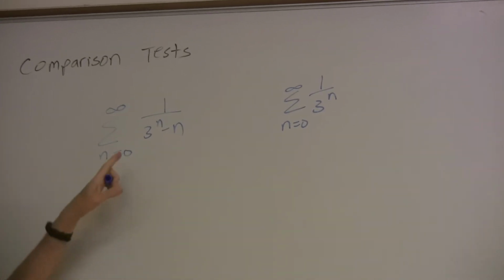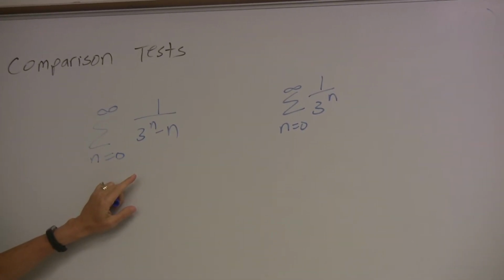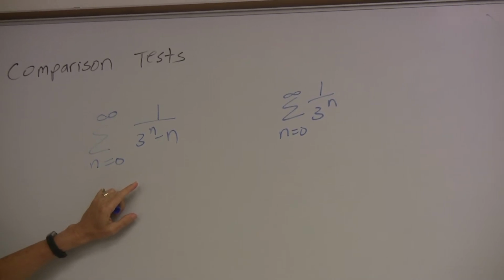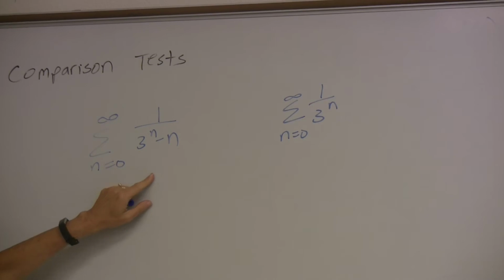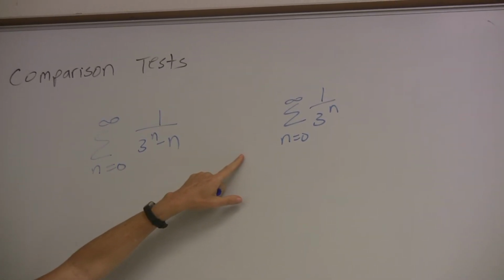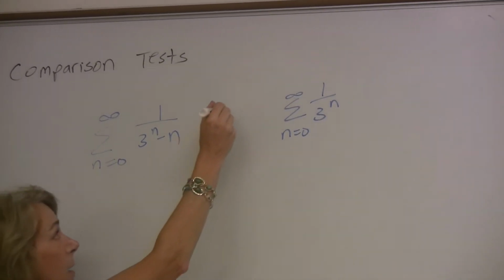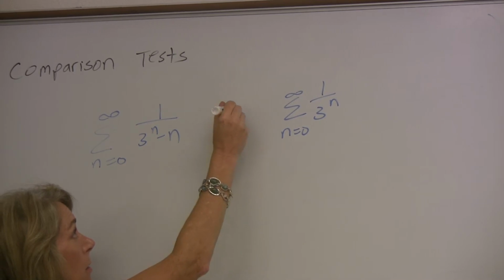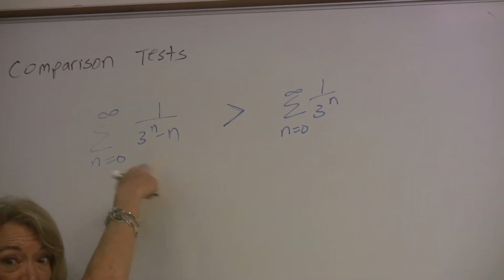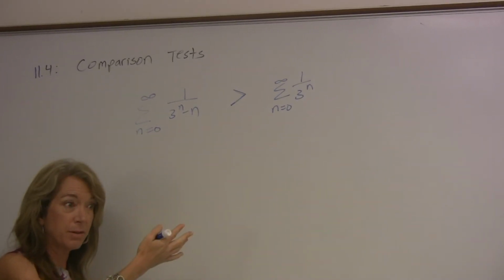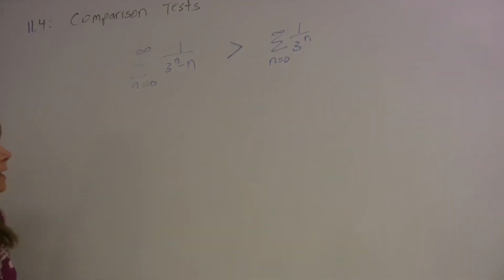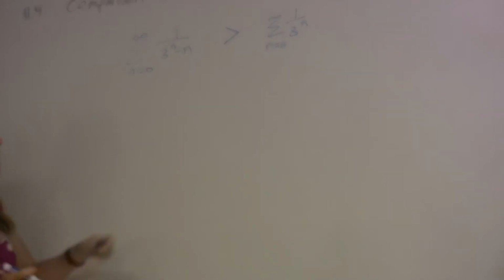Is our series greater than or less than that? I just want to know whether to put a greater than or a less than symbol here. It's greater than. Why? Smaller denominator makes the fraction bigger. The denominator always does the opposite, right? Okay, so that's good to know. Tell me about this.